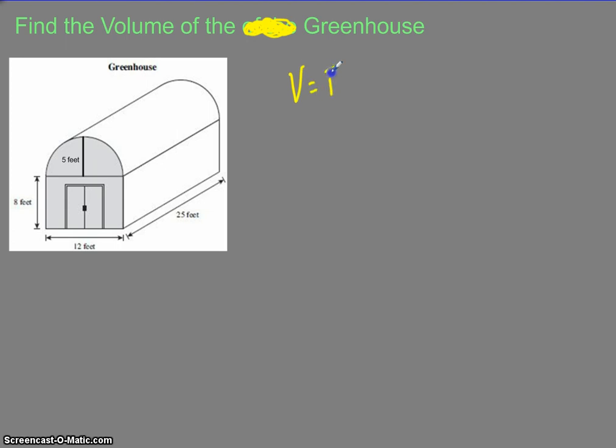So volume equals capital BH for the rectangular prism. Capital B is the area of the base, which is 25 times 12 times the height. So length times width times height. 8 times 12 times 25. Okay, 8 times 12 times 25, 2400. Next, what we're going to do is find the cylinder. Well, it's 2400 feet cubed. Okay, let's find the cylinder.